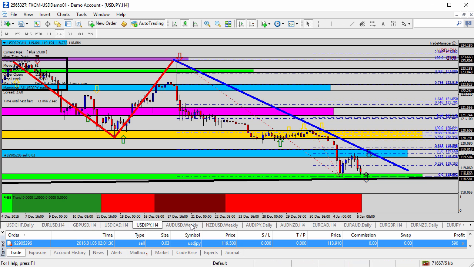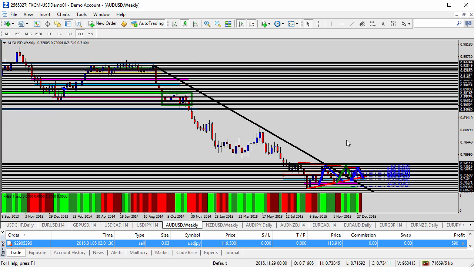Okay, moving on over to the AUDUSD, Australian dollar versus the US dollar for today's trade. You can see the downtrend is in place here. That's not too hard to see on the weekly time frame.